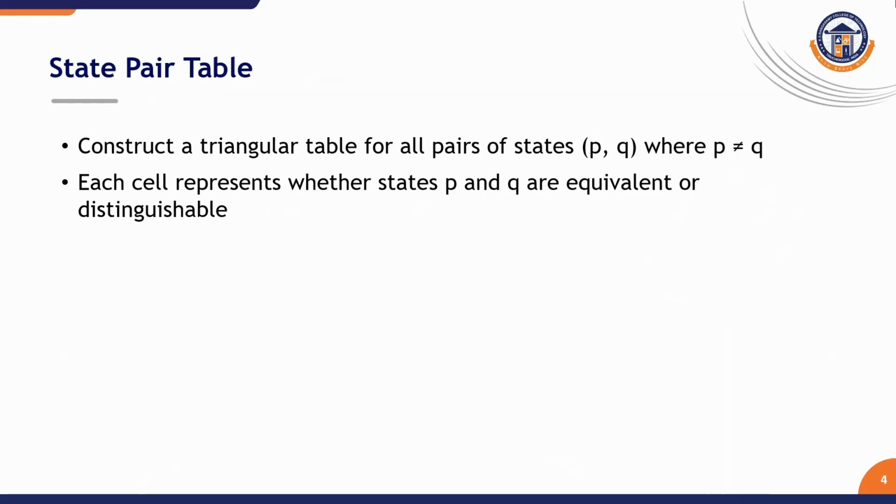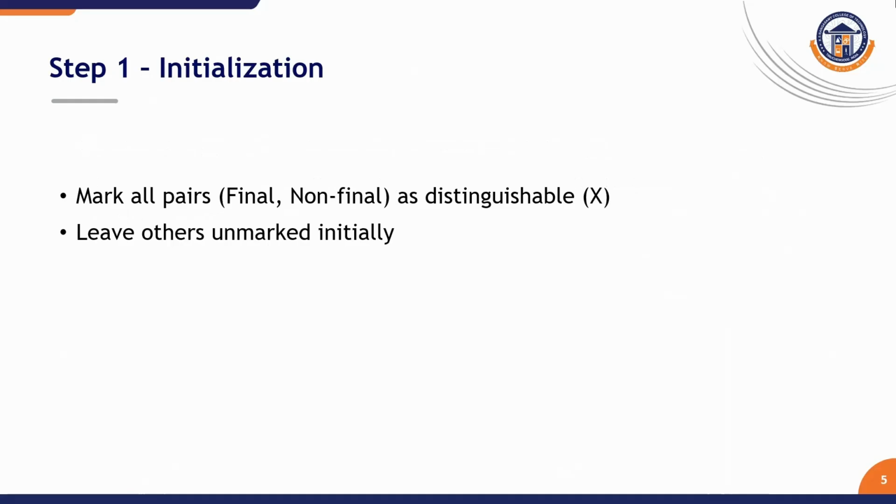Then the state pair table. To apply the method, we build a triangular table for all pairs of states. Each cell tells us whether those two states are equivalent or not. At first, we don't know which are equivalent, so only some cells are marked. Step 1, initialization step. In this first step, we immediately mark all pairs where one state is final and the other state is non-final. This is because such pairs can never be equivalent.